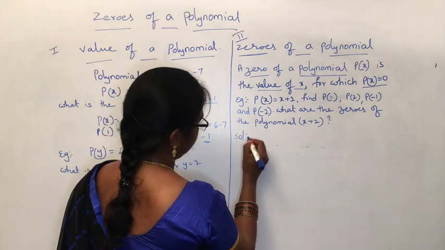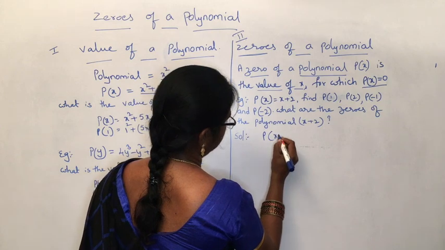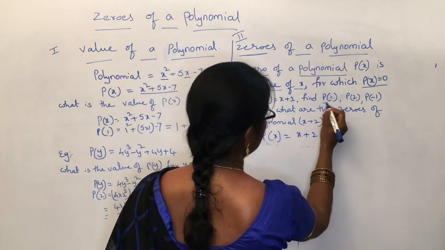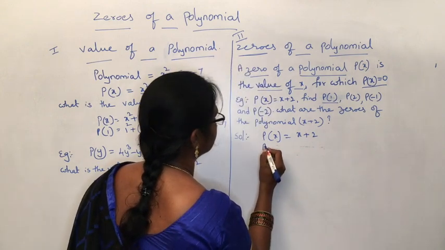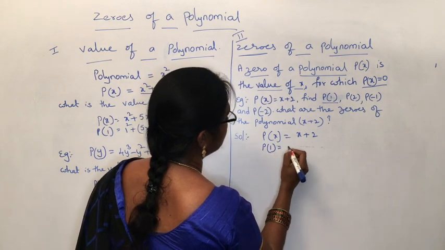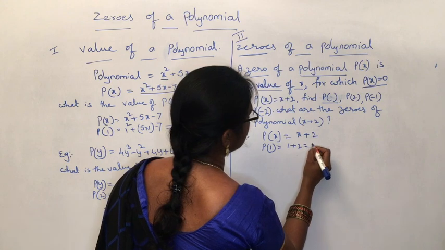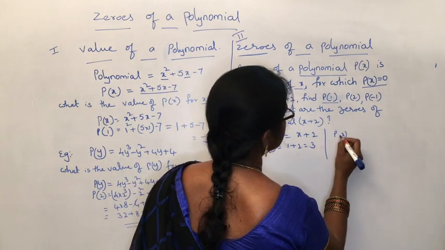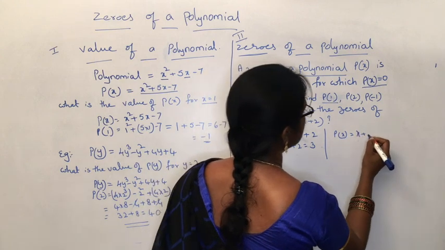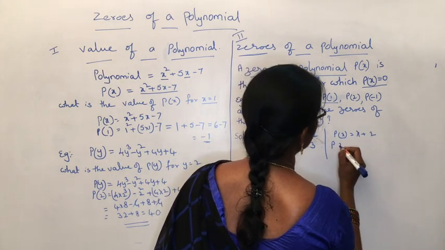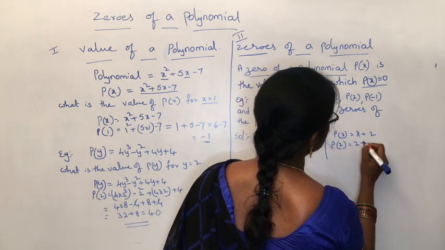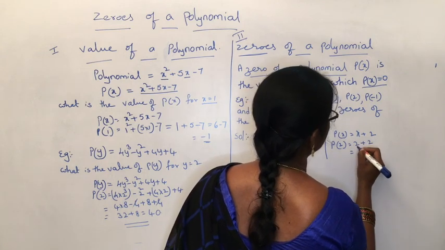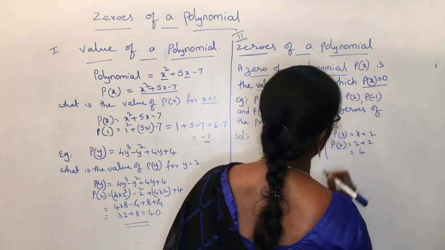Now, first we have to write the polynomial p of x is equal to x plus 2. Then what is the first value we have to find out? p of 1. p of 1 is equal to 1 plus 2, which is equal to 3. Next, p of x is equal to x plus 2. p of 2 is equal to 2 plus 2. Instead of x, what do we have to substitute? 2. 2 plus 2 is 4.